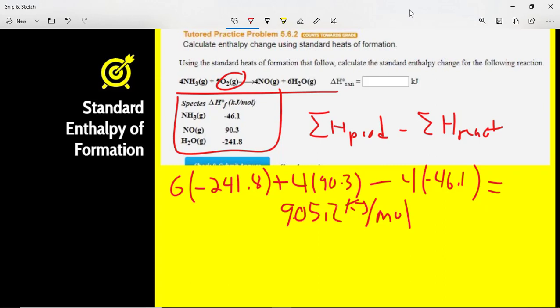So again, pretty straightforward there. And you know delta H is positive. And since delta H is positive, that indicates a strong endothermic reaction. All right, let's move on to the last set of problems.